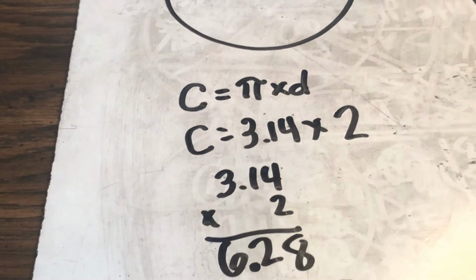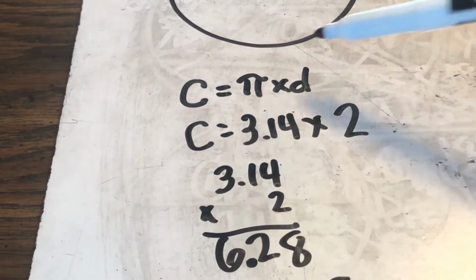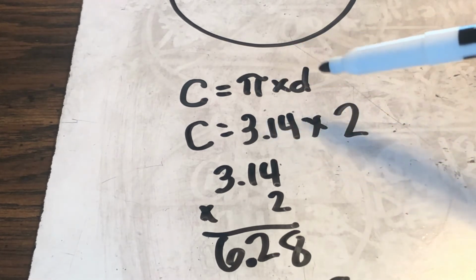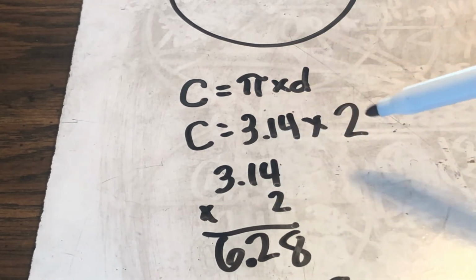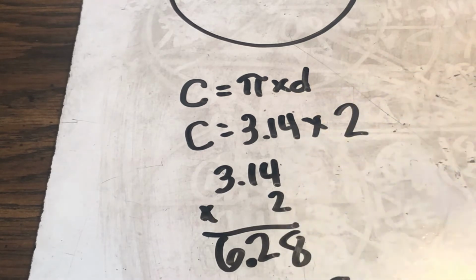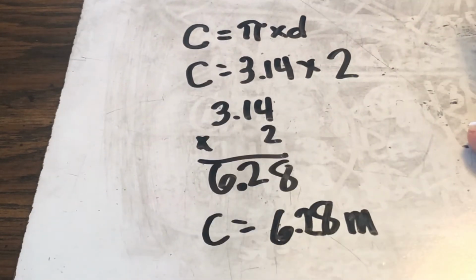Since I had the diameter, I used the diameter formula, pi times diameter. All I did was plug in the numbers. Pi is 3.14, the diameter was 2. I multiplied those two, and then I made sure I had my label.